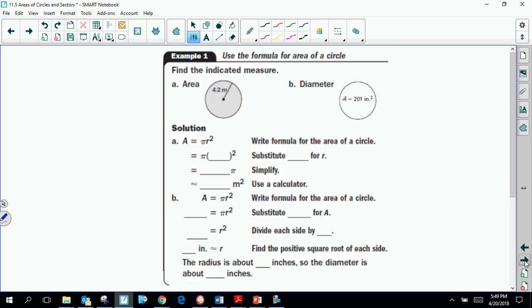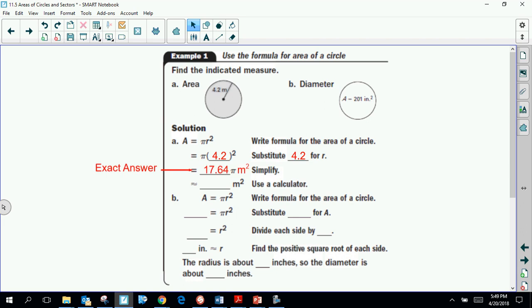So now that we know what the formula for area of a circle is, we're going to use it to try and find the area of a circle or find part of the circle, like what would be the diameter, what would be the radius, things like that. So here in figure A, we're given a circle, and we want to find the area of the circle, given the radius of 4.2 meters. So we're just going to plug and chug and see what we get. So 4.2 for the radius, and 4.2 squared is 17.64 pi. So that 17.64 pi meters squared would be the exact area of the circle.